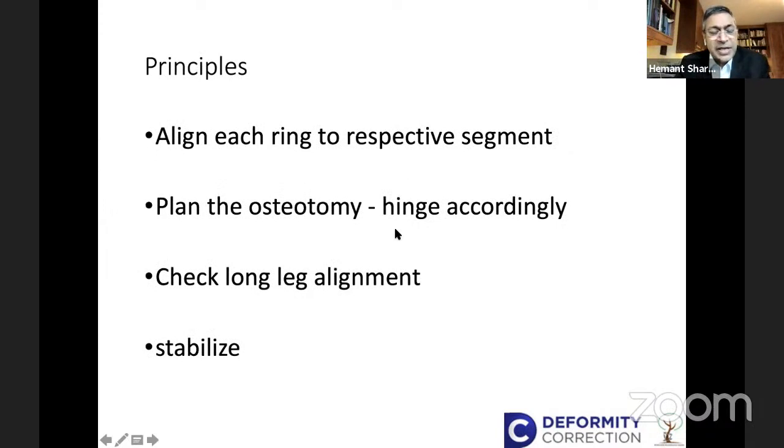Principles are pretty much the same, whatever you use, and this is critical. Apart from preoperative planning, you need to follow the principles. Each ring or the LRS pin or whatever you're using should be aligned to its respective segment. Plan the osteotomy you're going to do. Preoperative planning is absolutely critical. You check your long leg alignment and you stabilize it, whatever implant you have decided to use. And this is pretty much standard for everything.